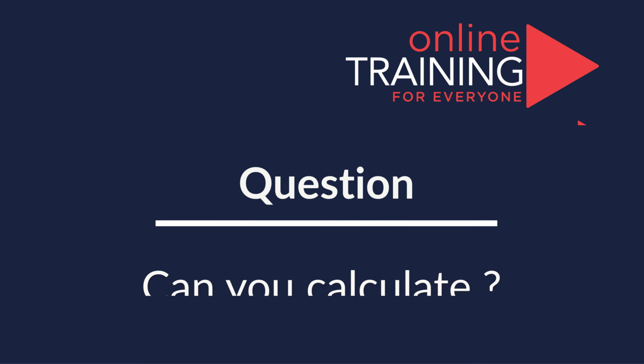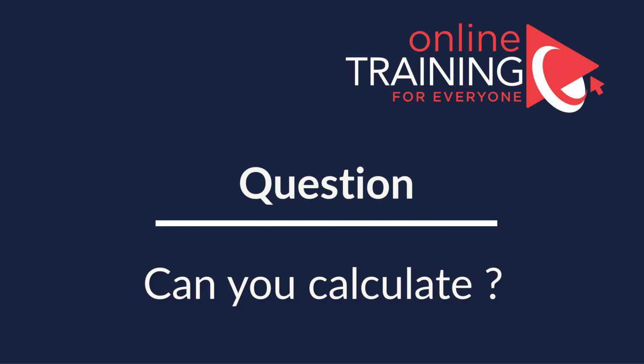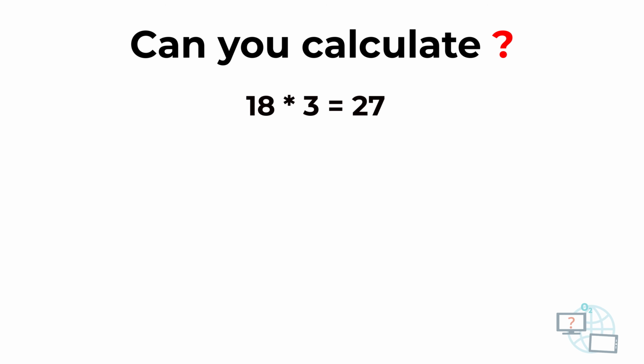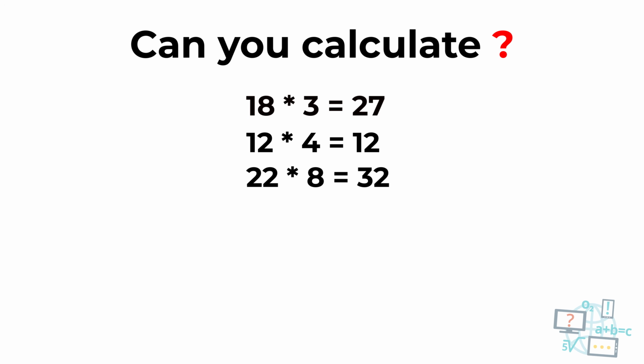Here's an interesting problem from the real test. You're presented with 3 full expressions. 18 by 3 equals 27. 12 by 4 equals 12. 22 multiplied by 8 equals 32. And you need to calculate missing number in the expression 12 multiplied by 9.